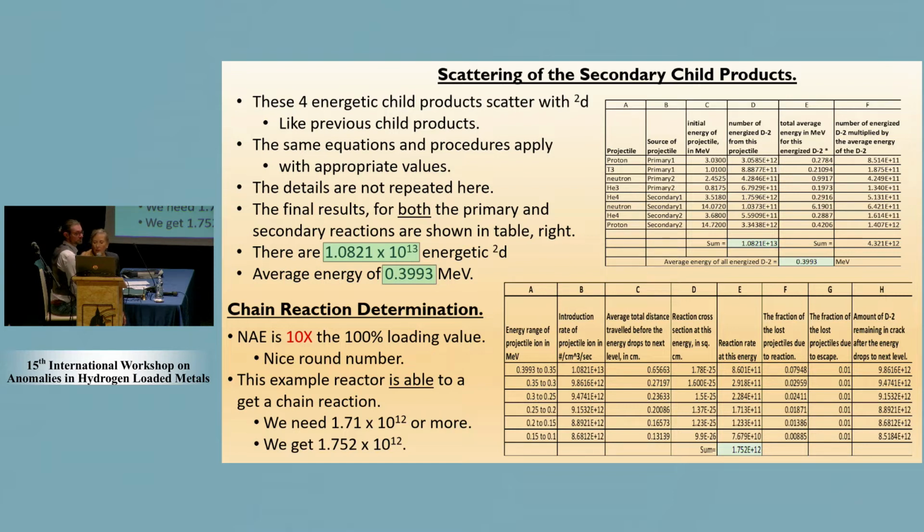Recall that I picked the D2 density in the NAE for this example to be 10 times the value of 100% loading. The chain reaction requires at least 1.71 times 10 to the 12th reactions or more. We get 1.752 times 10 to the 12th. With this density, a chain reaction will occur.